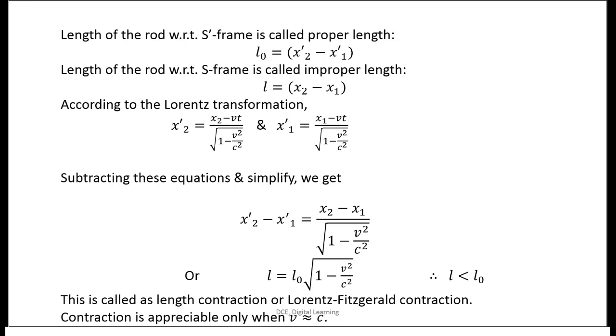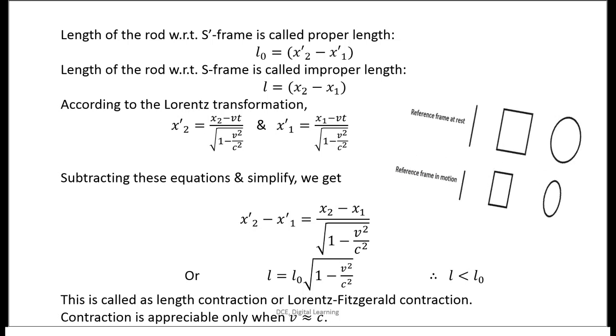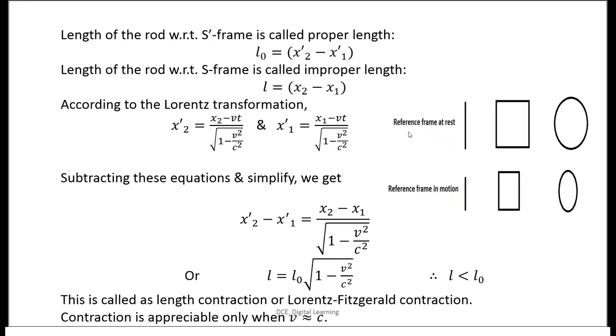Contraction is appreciable only if the rod is moving with a velocity nearly equal to the velocity of light. It means the length of the rod seems to be contracted, that is, its length seems to be decreased, for a frame of reference which is moving nearly with the velocity of light. So look at this picture. Here we have a rod, a square and a circle which are in a reference frame which is at rest.